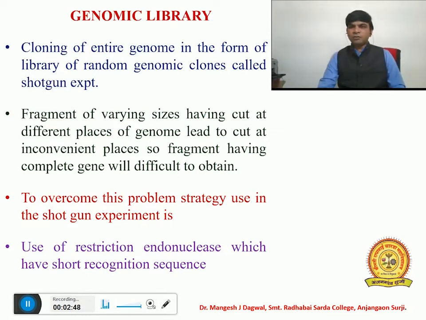To overcome this problem, there is a strategy used in the shotgun experiment, and that strategy is the use of a restriction endonuclease enzyme which has a short recognition sequence. That means if a short recognition sequence, with only a few nitrogen bases, is used, then this strategy can overcome that problem.